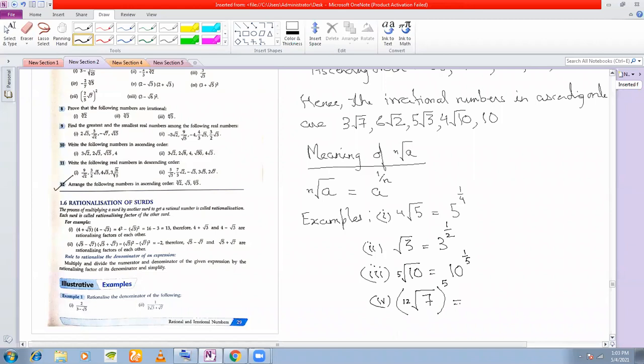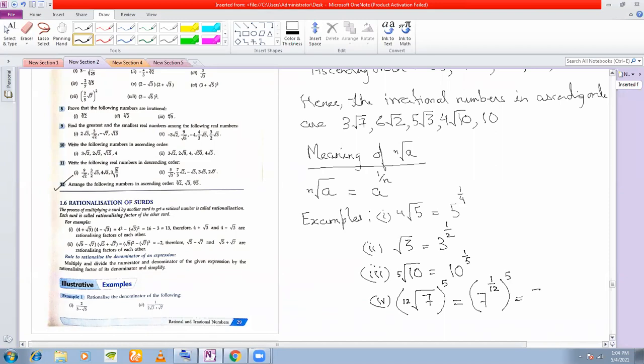12th root of 7 to the power of 5. What does this mean? This means 7 to the power of 1 by 12, first of all we'll write. Because 12th root of 7 means 7 to the power of 1 by 12. This is now raised to the power of 5.